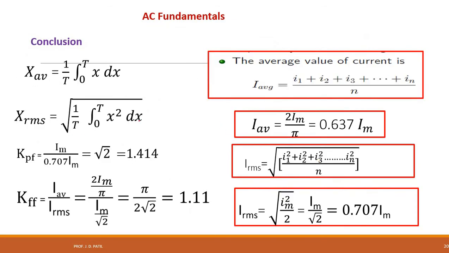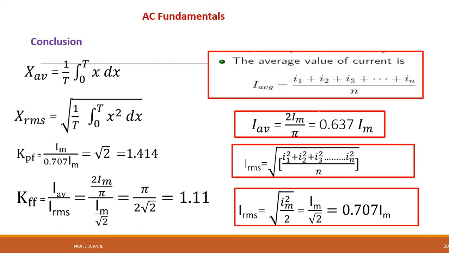This can be found analytically. X average equals 1 by pi times the integration from 0 to pi of x dx. X RMS is the square root of 1 by pi times the integration from 0 to pi of x square dx. Likewise these are the form factor and the peak factor. The peak factor is 1.414 and the form factor is 1.11.